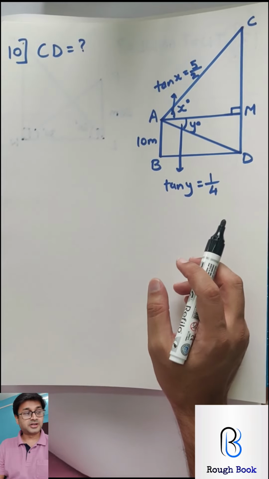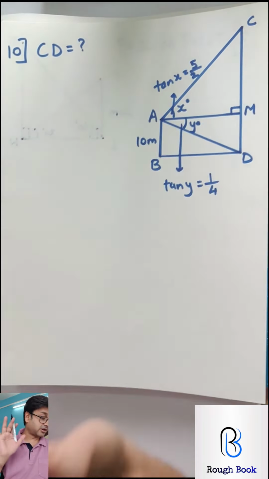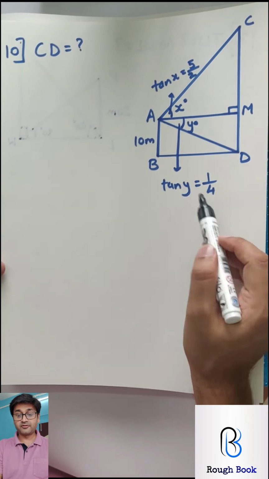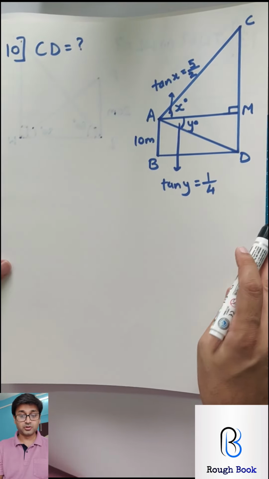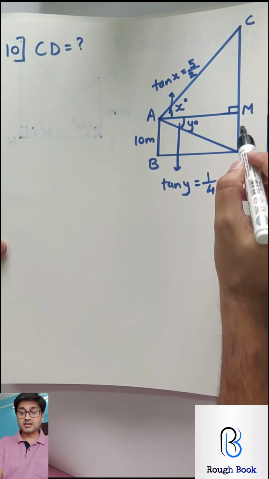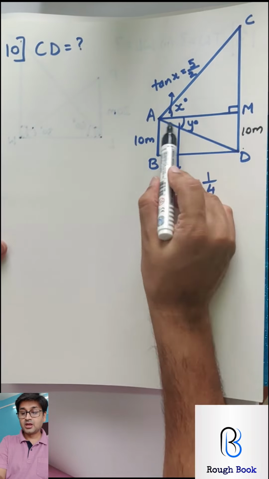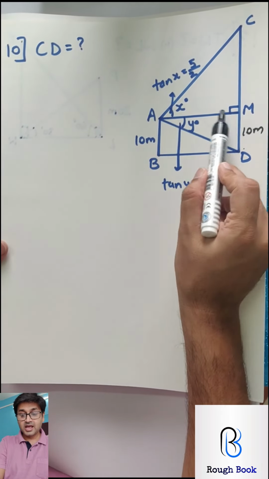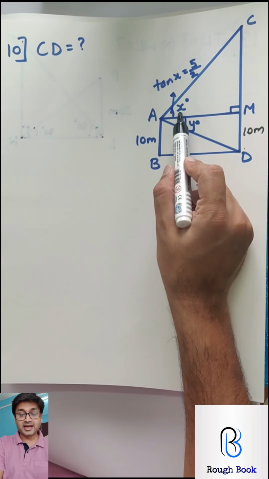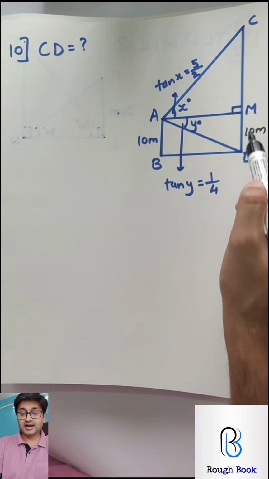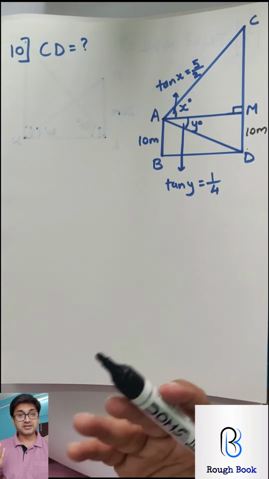Everybody, sum number 10. Diagram is given. Copy. So x is 5 by 2, y is 1 by 4. This is 10. All this is given to you. What is your target? To find CD. So if this is 10, this is also 10. Using this triangle with tan y, you can find AM. And then using this triangle with tan x and AM, which you already found, you can find CM. Add CM to MD and you will get CD.